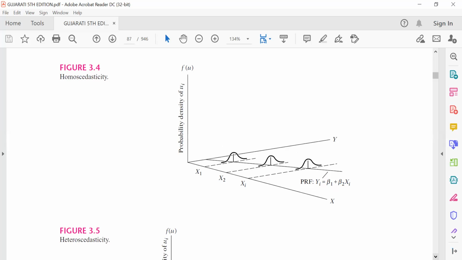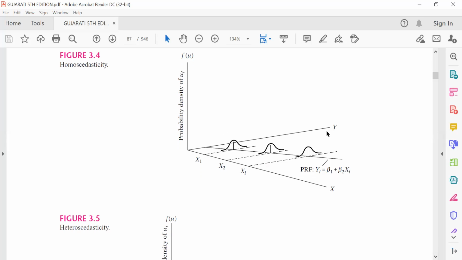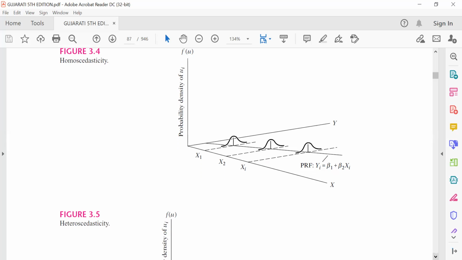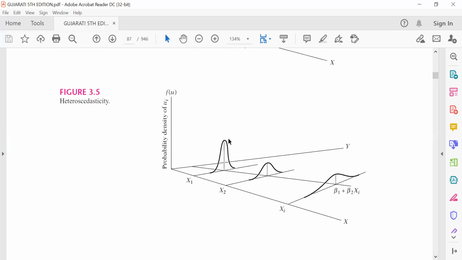This is the case of homoscedasticity. This one is heteroscedasticity. Here in X1, the difference between the residuals and their mean is smaller than in the second observations, and the second observations are smaller than the last observations. This means in the beginning the variance is smaller, and at the end the variance is bigger.